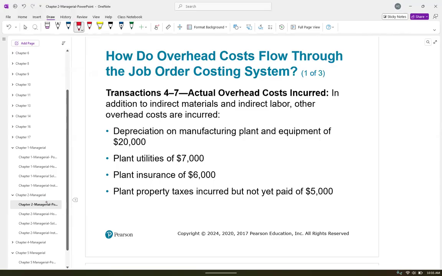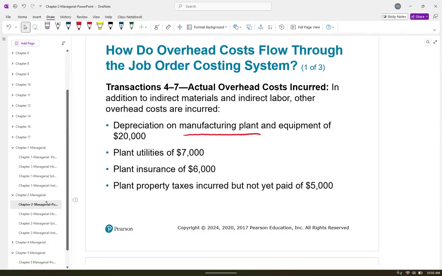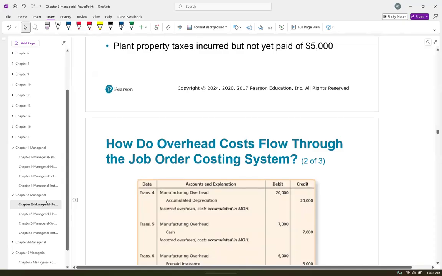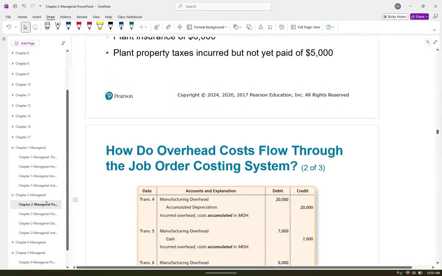Depreciation on the manufacturing plant and equipment. Okay. We won't have depreciation expense here because that's going to go into manufacturing overhead. We would still credit accumulated depreciation, but we would not have the depreciation expense, not for the factory or plant and equipment. Okay. Plant utilities, plant insurance, plant property taxes. So we have all of these overhead items here. Okay. How are we going to make the journal entries for those?